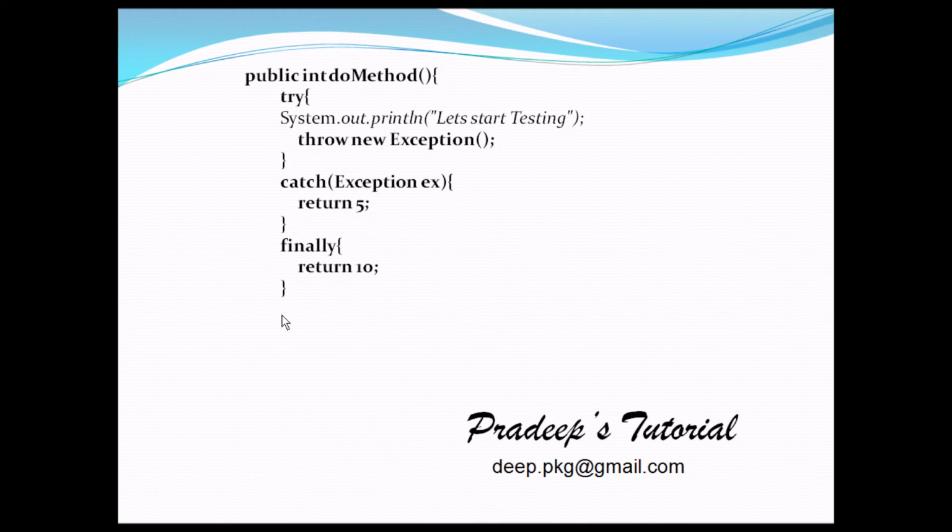So you can see here we have a system print and it is throwing an exception. So it will come here and we have a finally block. So what is the output for this? You have to answer. If you have already solved it, that is fine. If you didn't solve it, we'll see this.